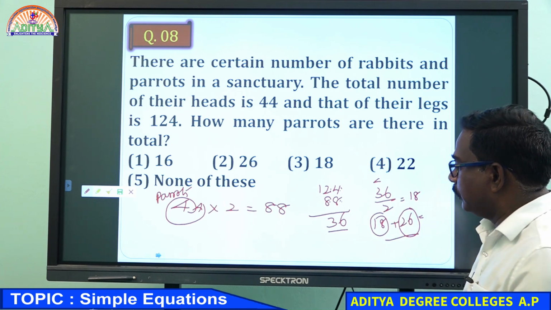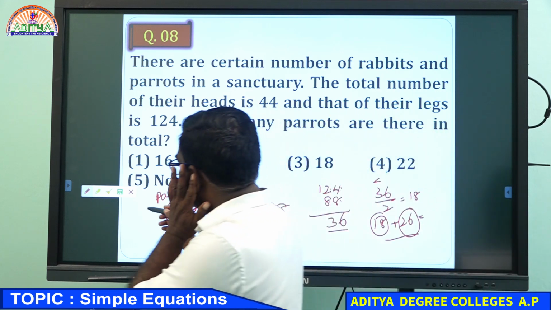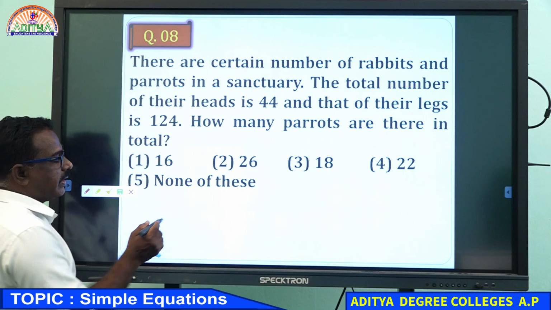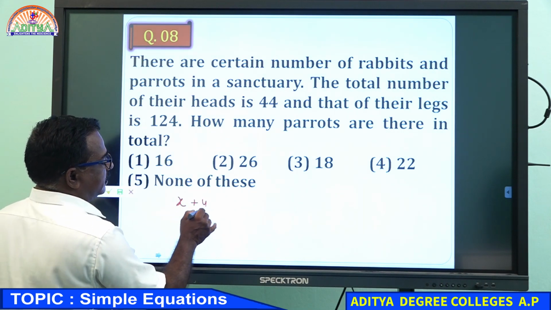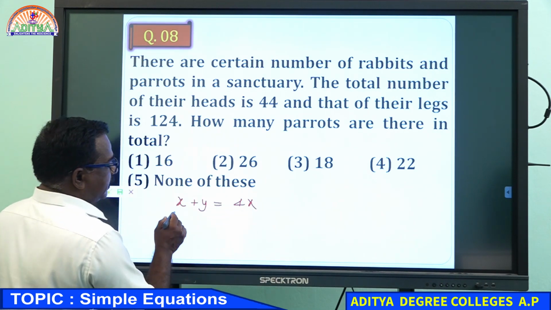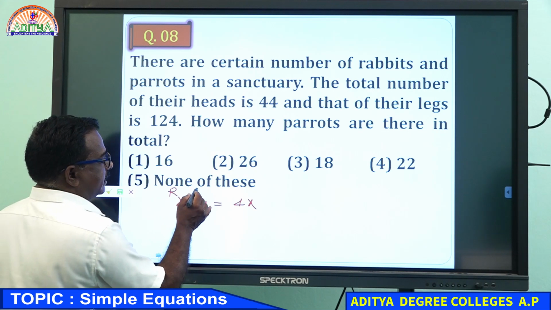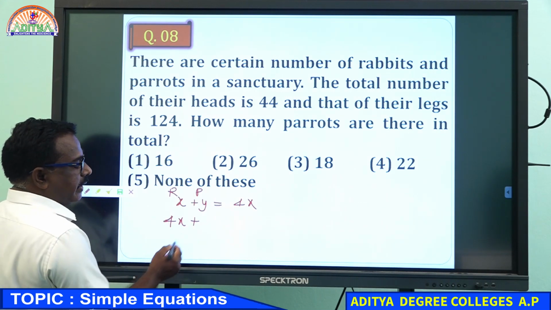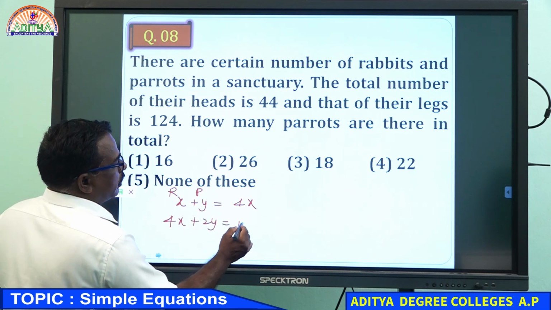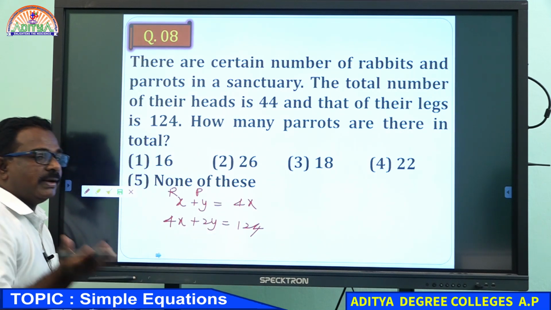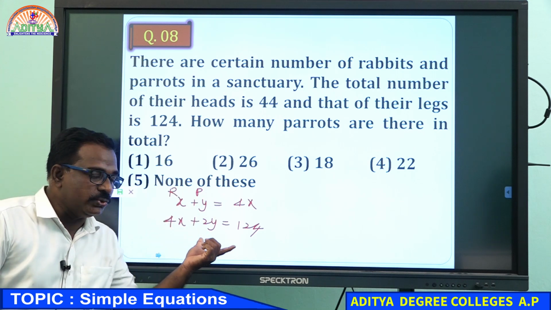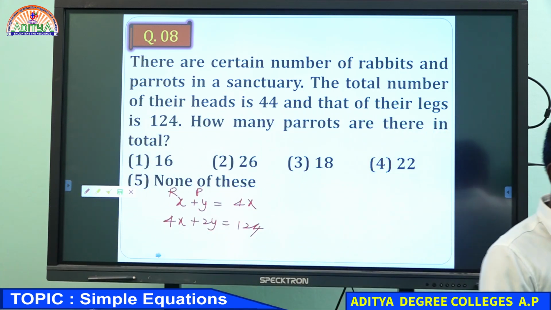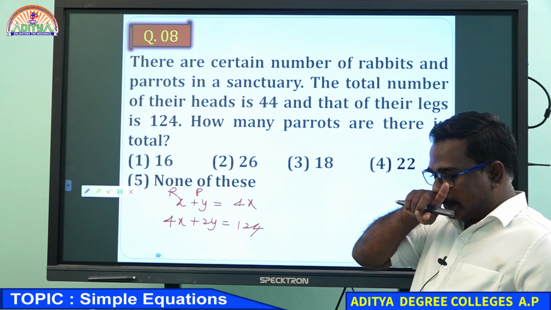This is another way to do it. We can do it in another manner by using equations also. How do you do it? x plus y is 44, where x is rabbits and y is parrots. Rabbits have 4 legs, so 4x plus 2y equal to 124. By solving these two equations also you will get the answer. This is the equation method.